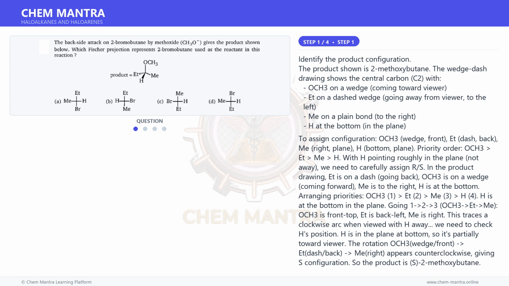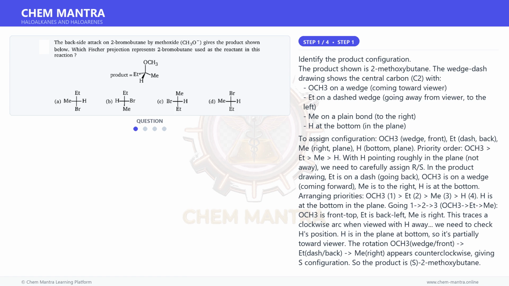The wedge-dash drawing shows the central carbon, C2, with OCH3 on a wedge, coming toward the viewer. Et on a dashed wedge, going away from the viewer to the left. Me on a plane bond to the right. H at the bottom, in the plane. To assign configuration: OCH3 wedge, front; Et dash, back; Me right, plane; H bottom, plane.